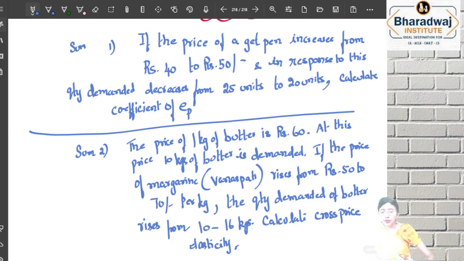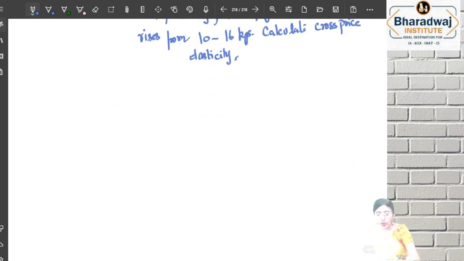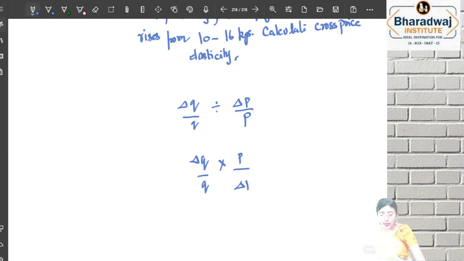So it is delta Q by Q divided by delta P by P. Very good. Karan did not use the formula at all. Why did you do it like this? Delta Q by Q into P by P, delta P. So did you also do delta Q by delta P into P by Q, or you left it here? Here itself. Okay.